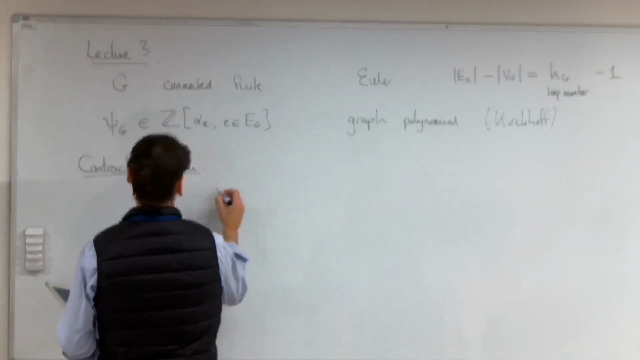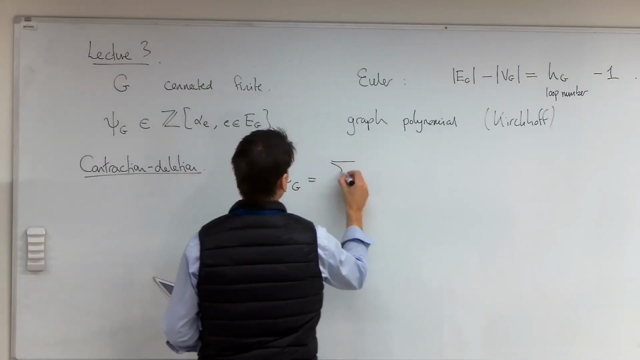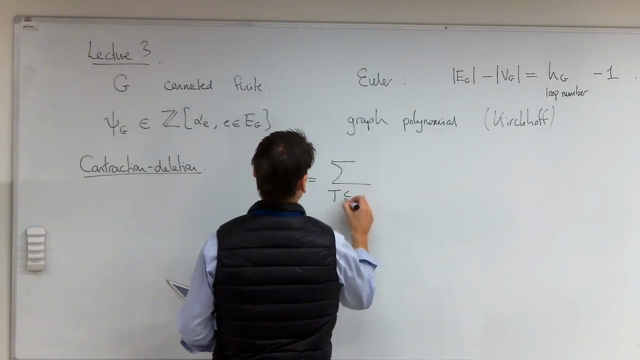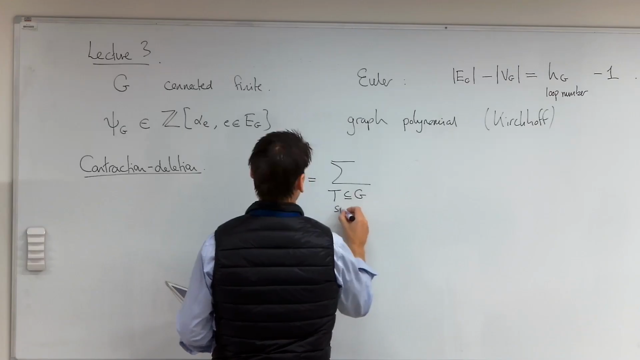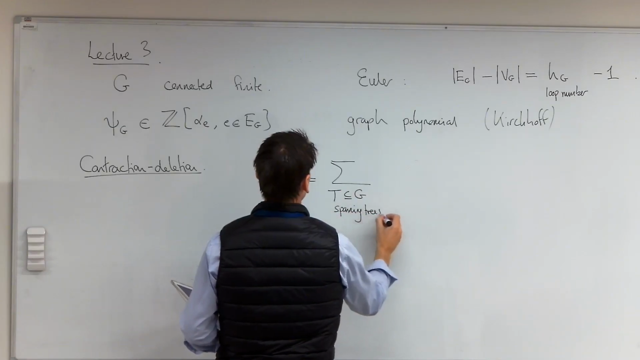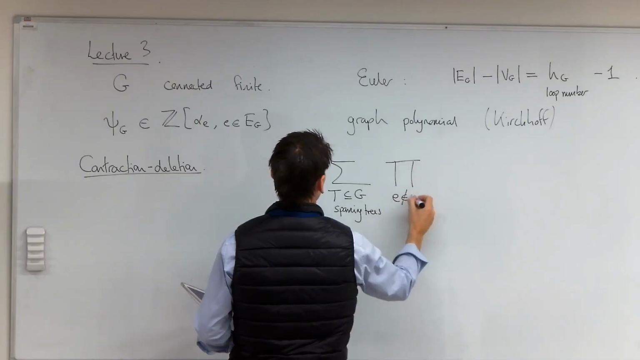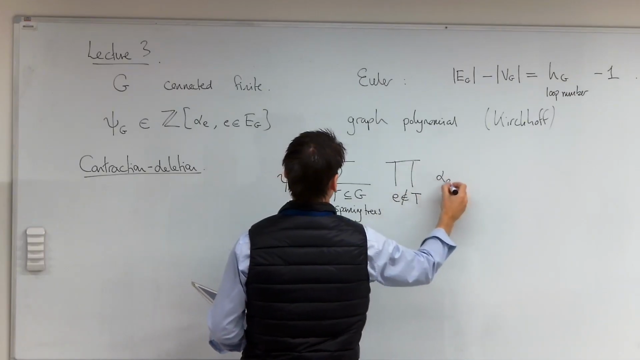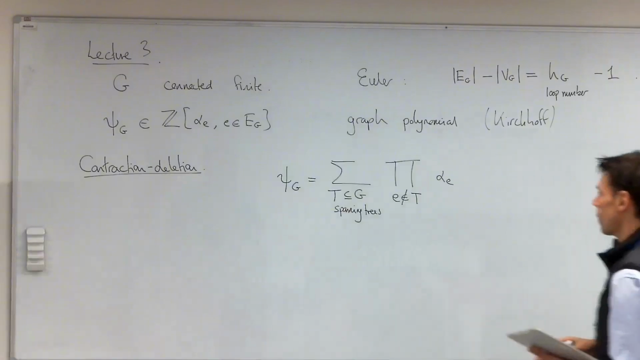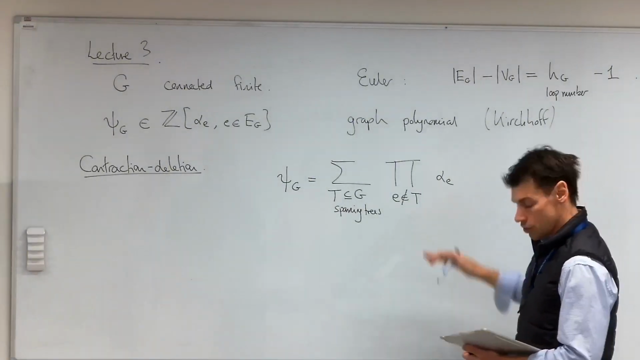So I remind you the definition. Psi g was the sum of spanning trees, then for each spanning tree you take the product of variables not in the spanning tree.